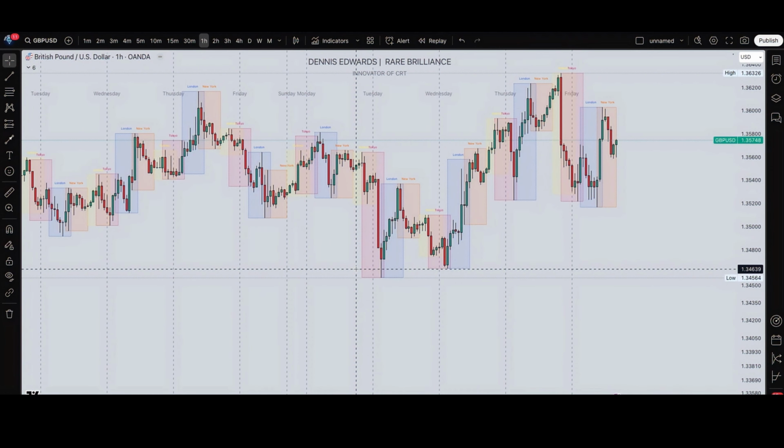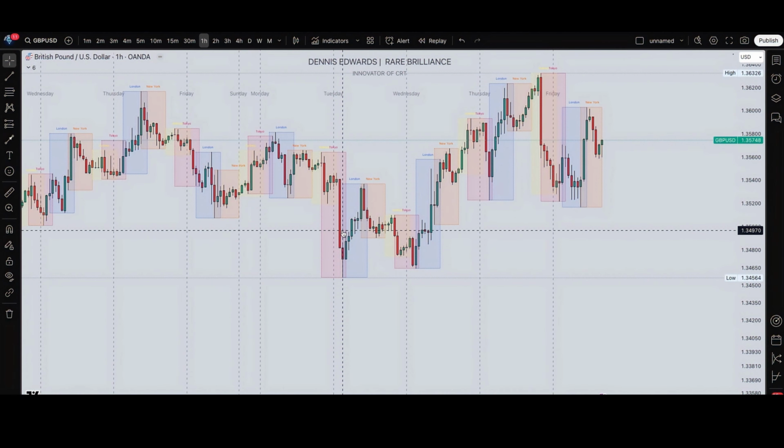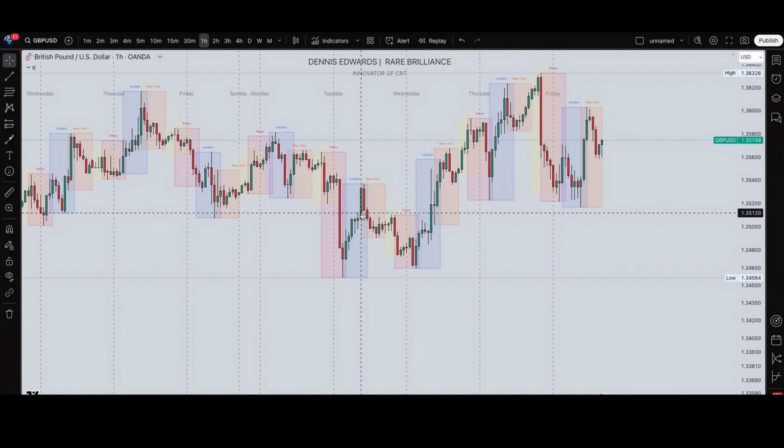I want to explain why this actually matters with CRT because, as you can see, you have each session. You've got Asia, which is Tokyo here, London, New York, and Sydney. What I'm trying to get at is that each session creates a distinct candle range and it brings its own momentum and behavior within that structure.